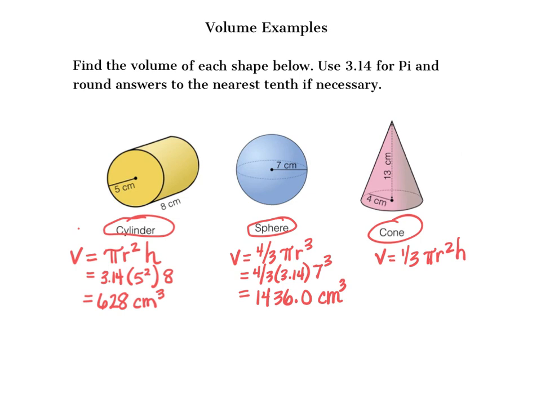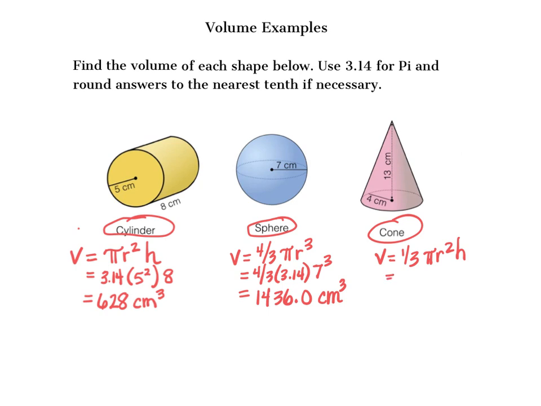So basically, if you had a cylinder and a cone that had the same radius and height, these don't, but if you had two that did, it would take 3 of those cones to fill up a cylinder. So a cone is 1/3 of the size. It would take 3 of them to fill up a cylinder with the same radius and height.